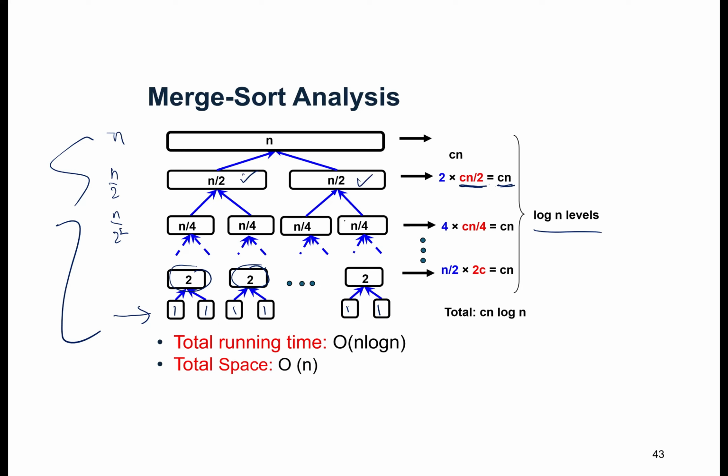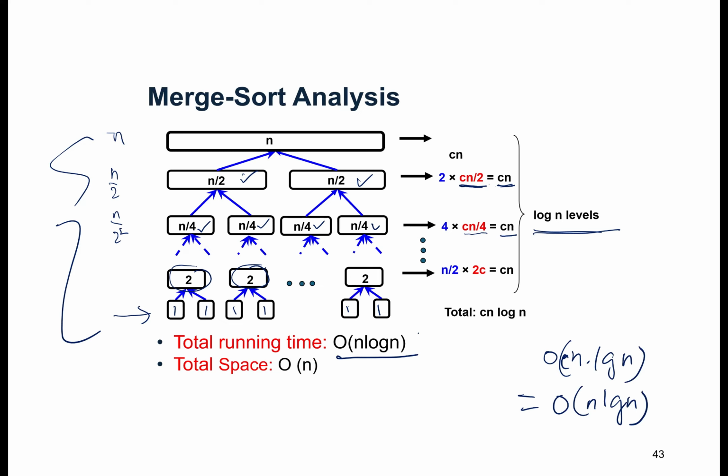Here, there are 4 of them, right? And each of them is taking order of Cn over 4. So in order of Cn time. So merging is actually taking order of Cn time in each level. And then we have log n levels. So in total, the complexity is going to be Cn times log n, which is order of n log n. Right? So the total running time is O(n log n).